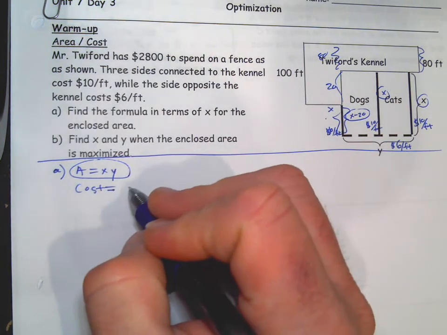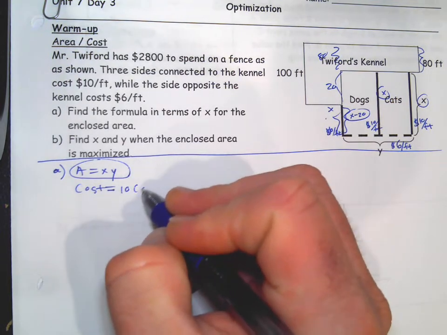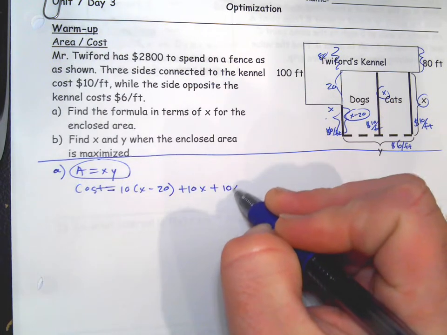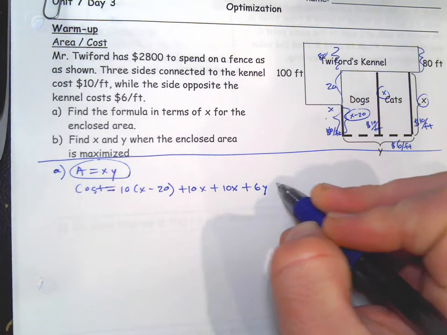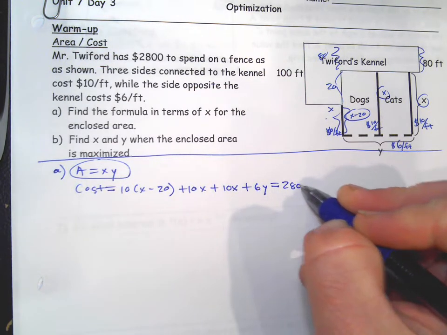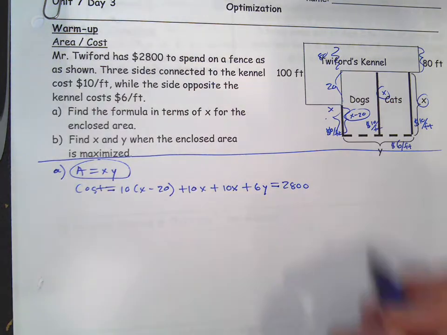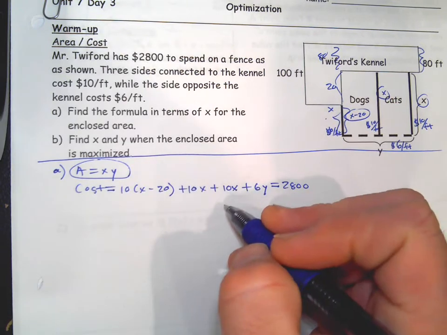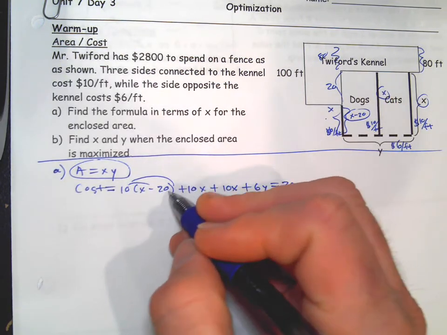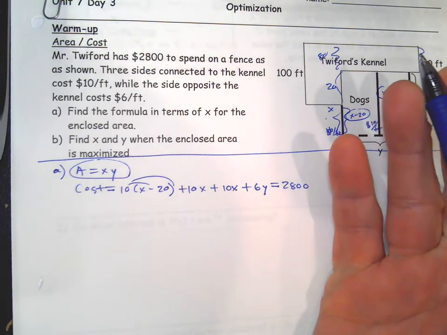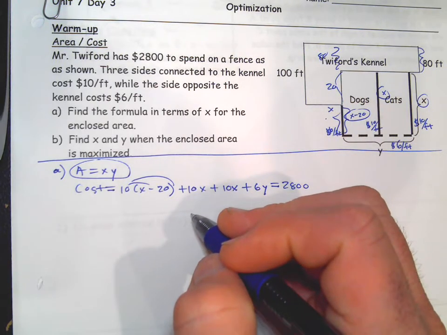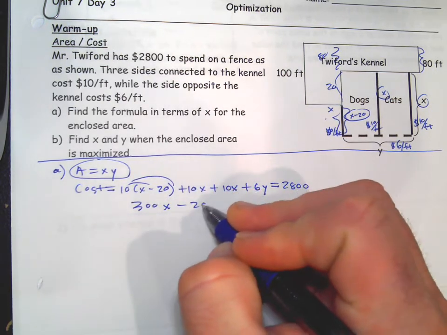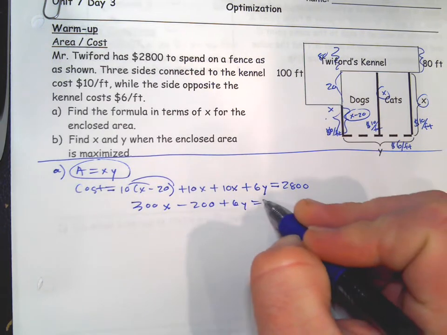So the cost is going to be $10 times x minus 20 plus $10 times x plus another $10 times x plus $6 times y. And it should come out to 2,800. So that's the other restriction. So we need to solve this and solve for y in terms of x. We could simplify first. You gotta distribute. People just so many times don't distribute the 10 to the minus 20, but it is considered part of that piece of fence. So that's gonna be 10x, 10x, that's gonna be 30x minus 200 plus 6y equals 2,800.